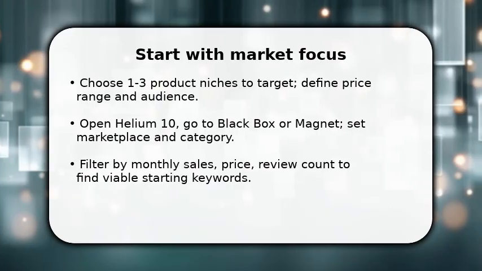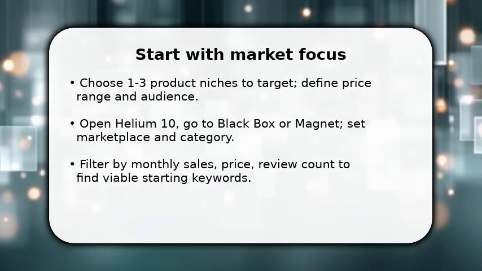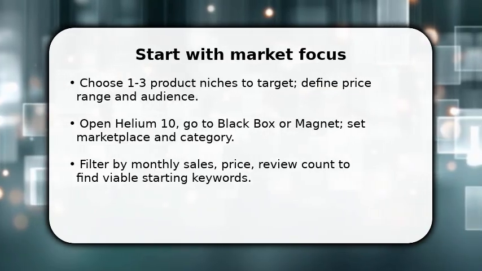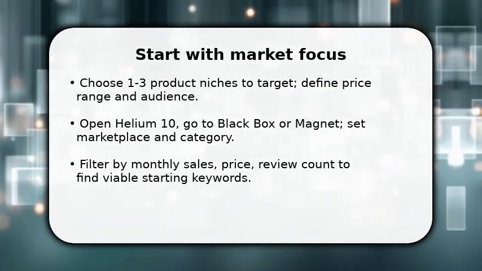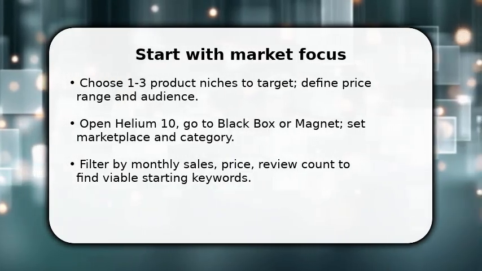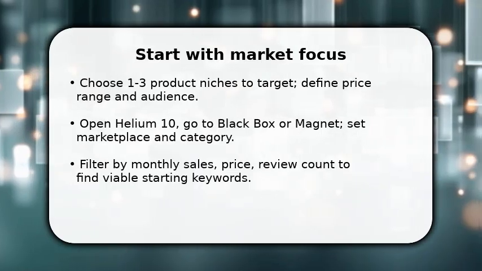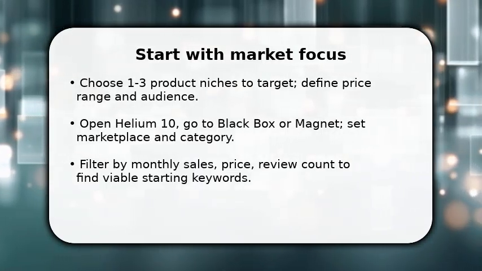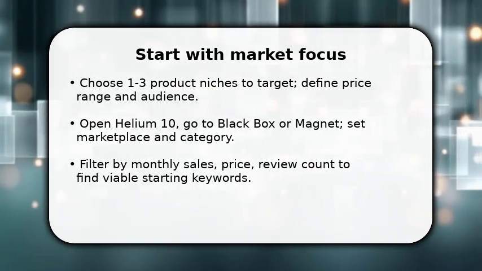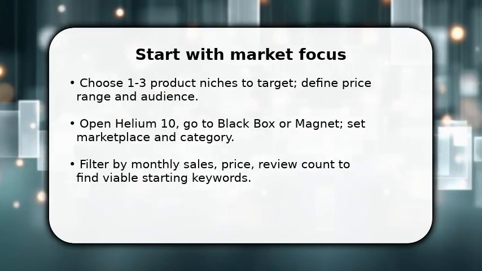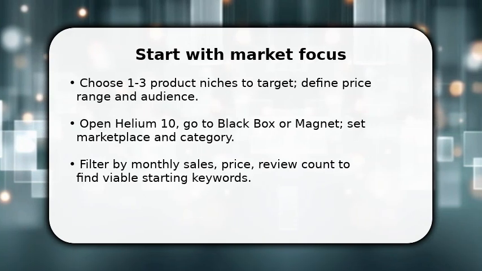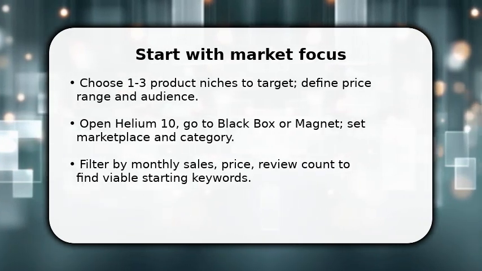You begin by narrowing your market down to 1 to 3 niches so your keyword list stays relevant. Once done, open Helium 10 and launch Black Box or Magnet, select the marketplace and product category, and input a price range. Make sure to apply filters for monthly sales, price, and review count. This immediately reduces noise and surfaces terms that drive conversions. This step saves time and steers you to realistic keywords, rather than chasing overly broad or impossible targets.